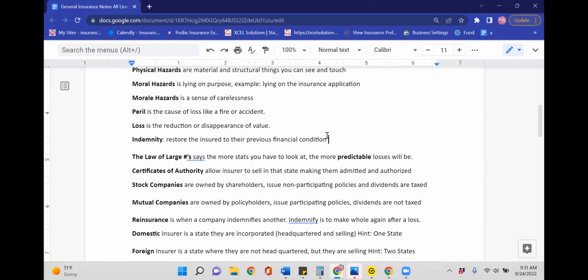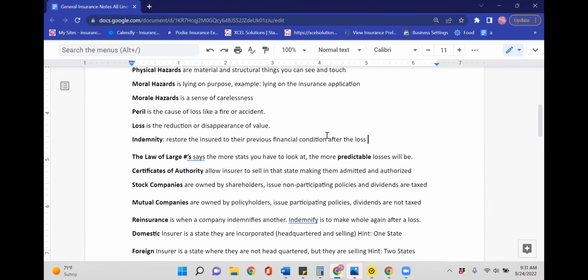After the loss. That's how it goes together. So when I have a loss, when my house burns down and the insurance company comes to rebuild it, they are indemnifying me. Indemnity is to make me whole. Indemnity is to restore me after a loss, to bring me back to where I was before.